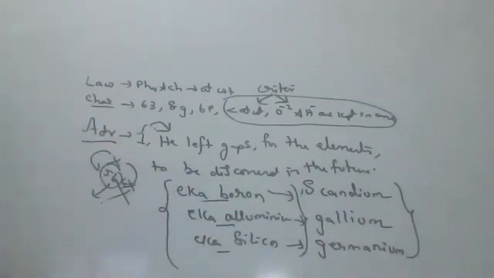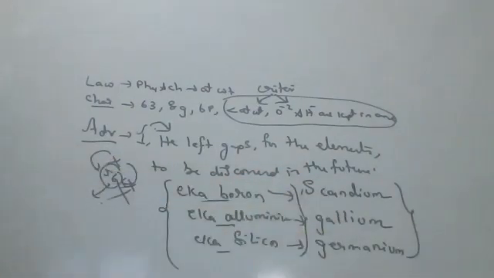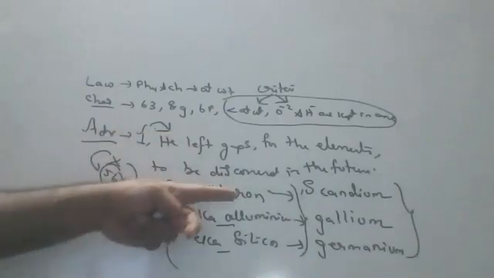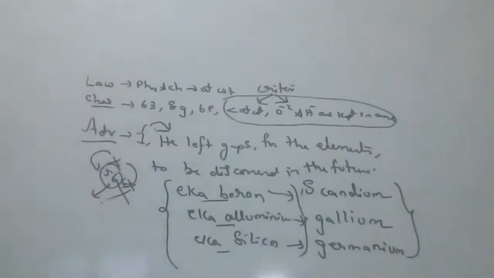So many times in board exam they ask, what is eka boron? One mark question. Scandium. What is eka aluminium? Gallium. What is eka silicon? Germanium. Eka means below boron. Eka means below aluminium. He left one gap. The box was left empty in his table. Why did he leave it empty? Because he said in the future they will be discovered.